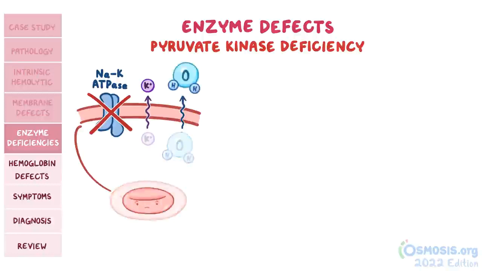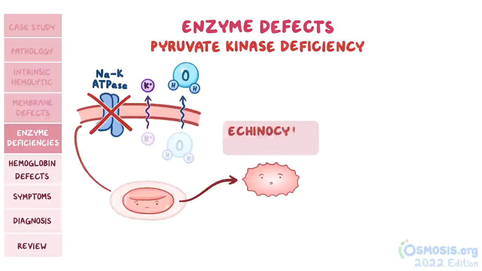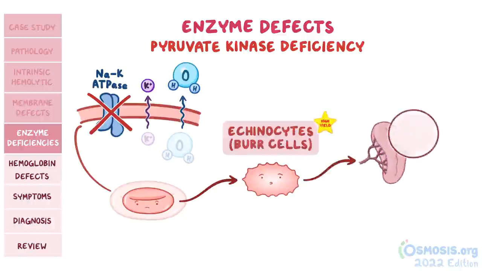These dehydrated RBCs can form tiny uniform projections, turning into echinocytes, or Burr cells. And these abnormally shaped RBCs get trapped and destroyed in the spleen, resulting in extravascular hemolysis.